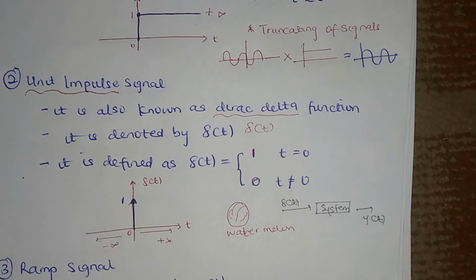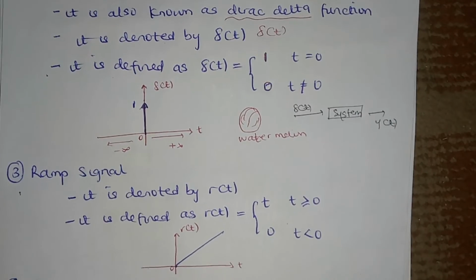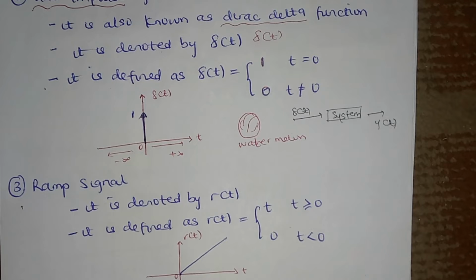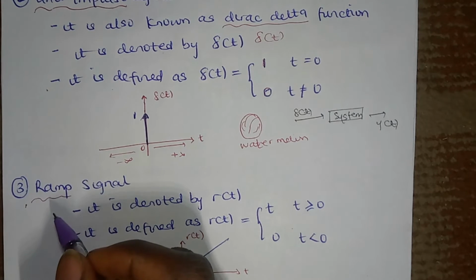Now let's look at the third type of signal, which isn't as important in signals and systems as compared to the two we discussed previously, which is the ramp signal, even though it is actually very important. But not as compared to the unit impulse and also the unit step.